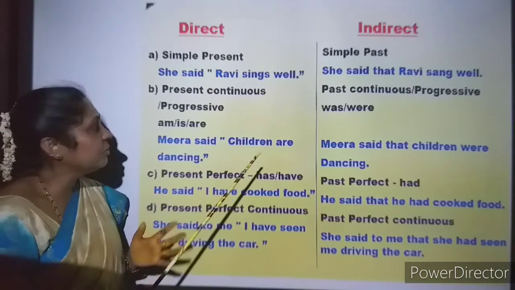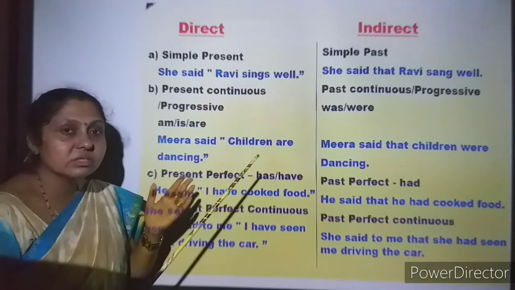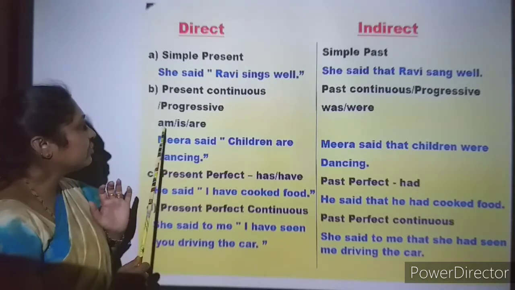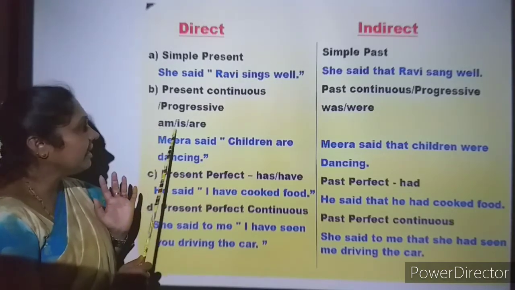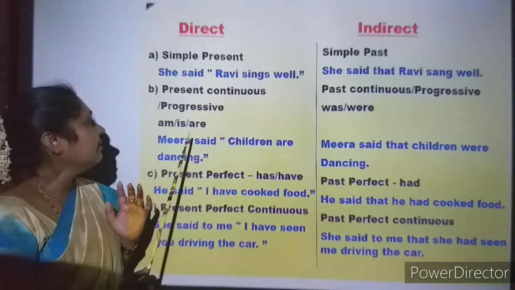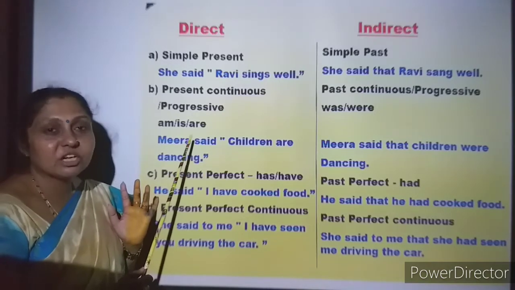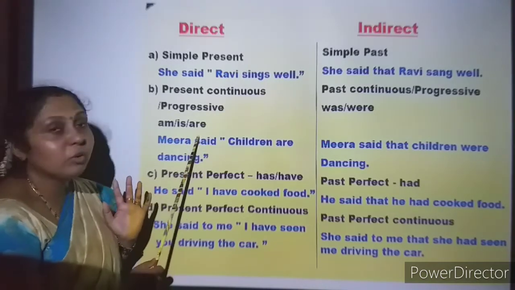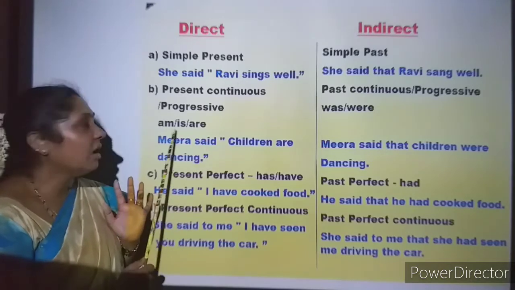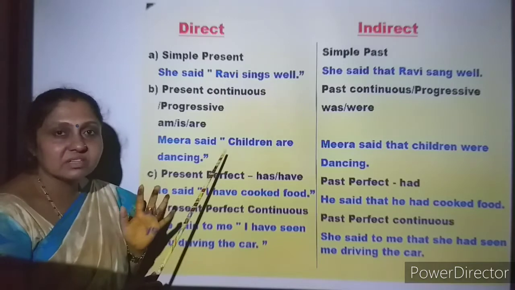You call it continuous or progressive. So when you write the sentence in continuous or progressive, we use these helping verbs: am, is, are. For first person singular, I am. Then is, for the third person singular, he or she is. And when they are in plural, they are or we are. So like this, the helping verb will be used in the sentence.